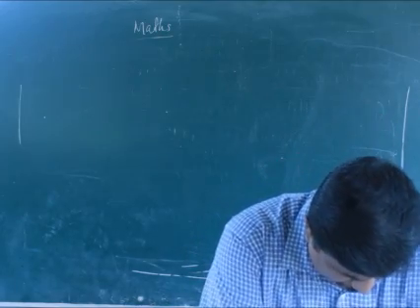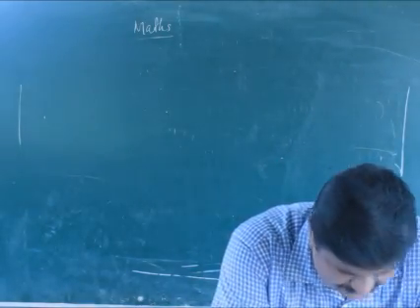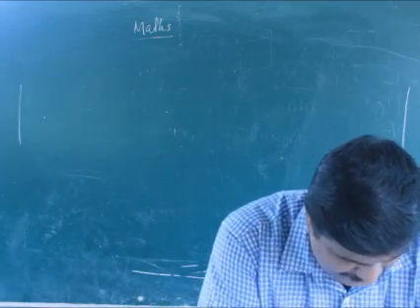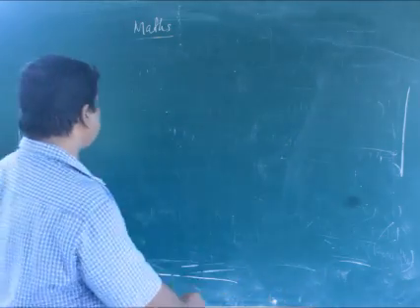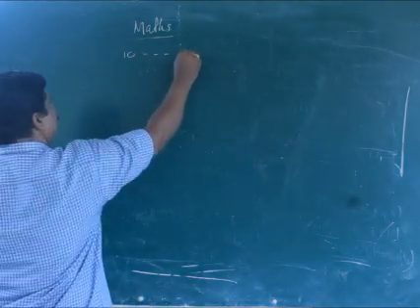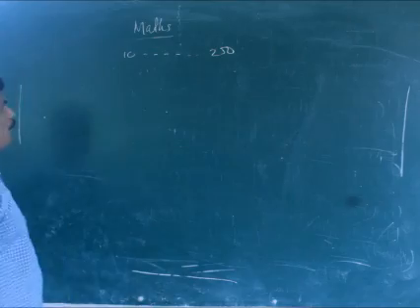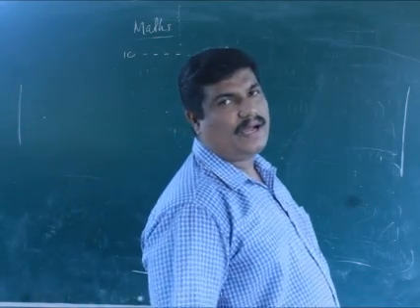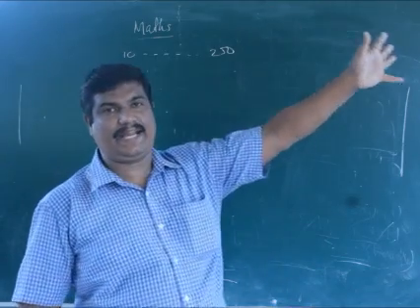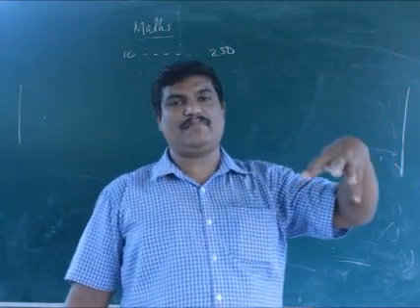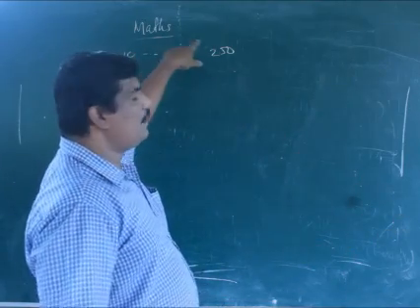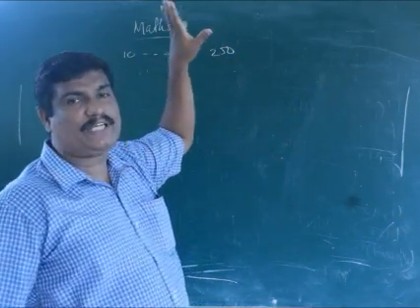Fourteenth question. How many multiples of 4 lie between 10 and 250? Okay, last problem. We find out using an AP. Here, between 10 and 250, multiples of 4.